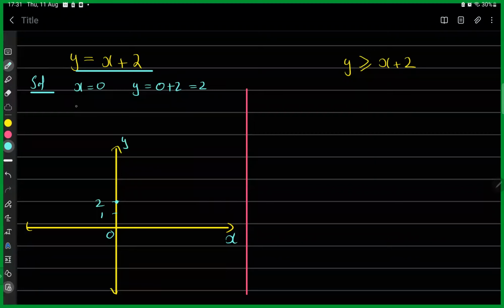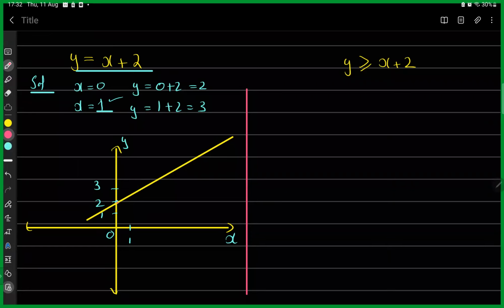For the second point, I can use x equals 1 and this would give me y equals 1 plus 2 and that is 3. So when x is 1, y is basically 3. This is going to be your second point. Next, you need to connect these 2 points in order to make your line. I'm not able to connect it properly because of the software, but on paper, obviously, you would be doing it by scale.